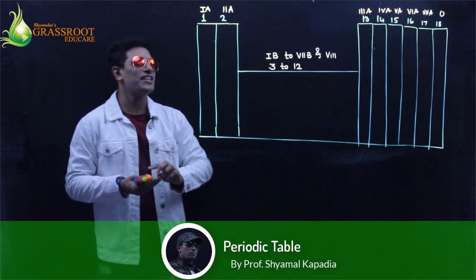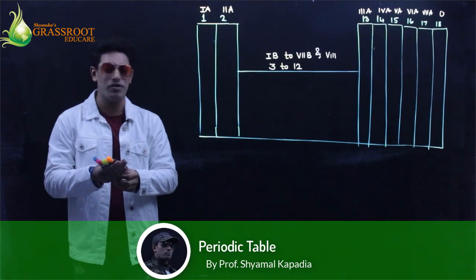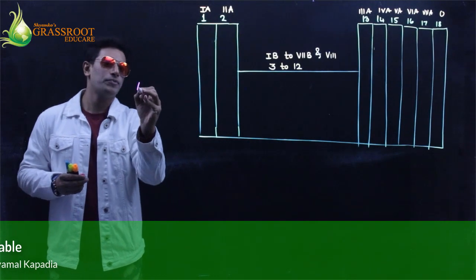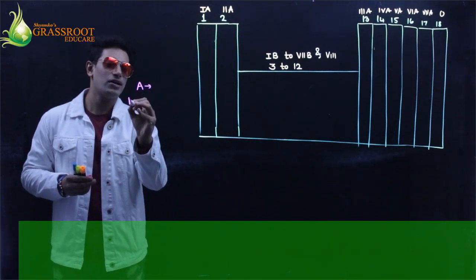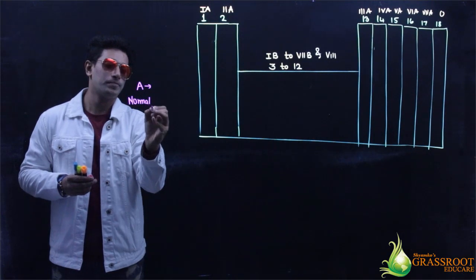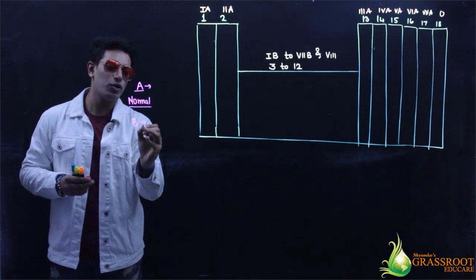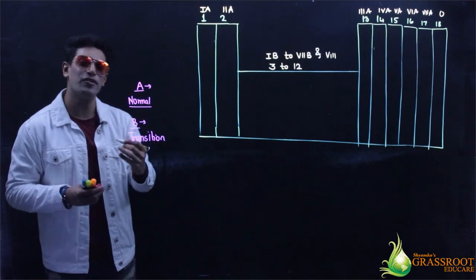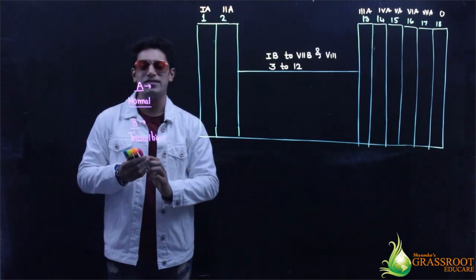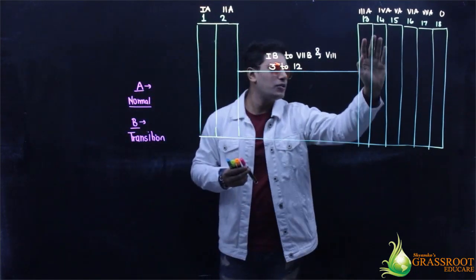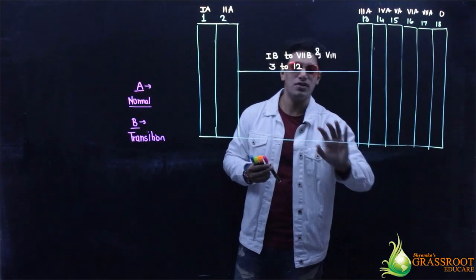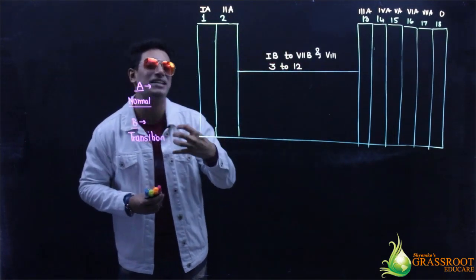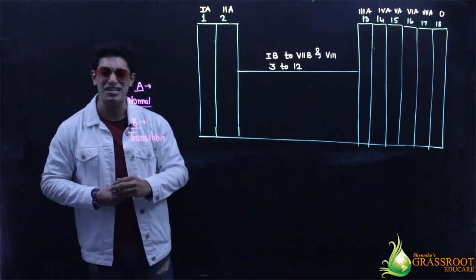Now, first thing, group A elements are called normal elements. And group B elements, we call them transition elements. Now what is the difference between them? Normal elements consist of metals, metalloids and non-metals. However, the transition elements out here consist of only metals, a bit weak in nature.